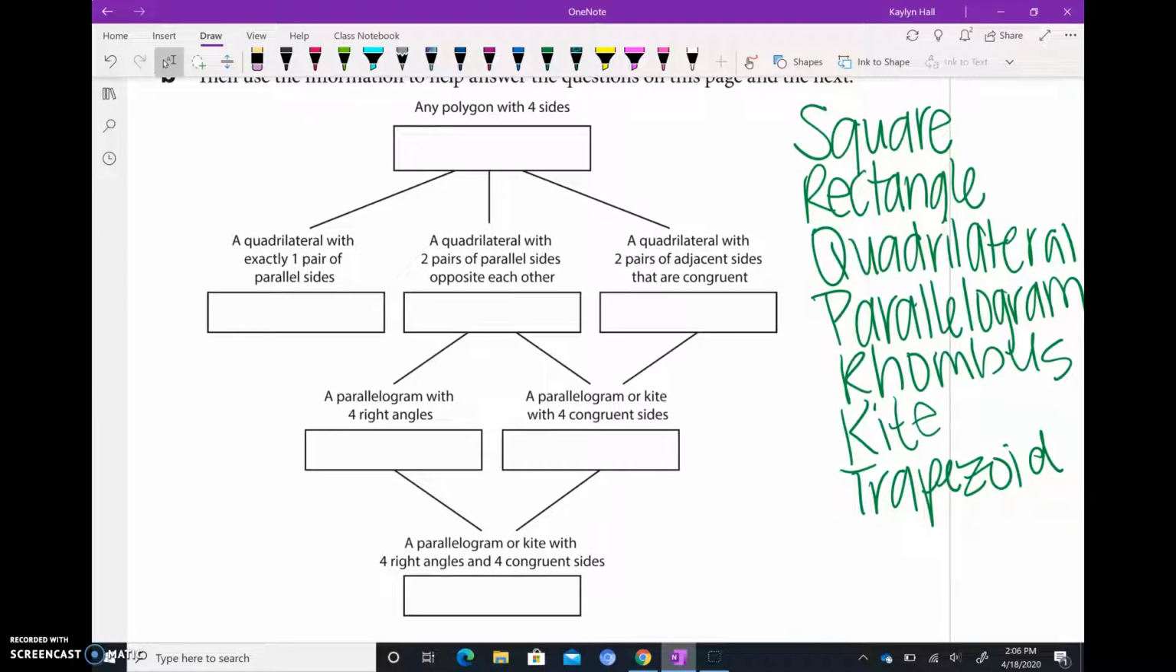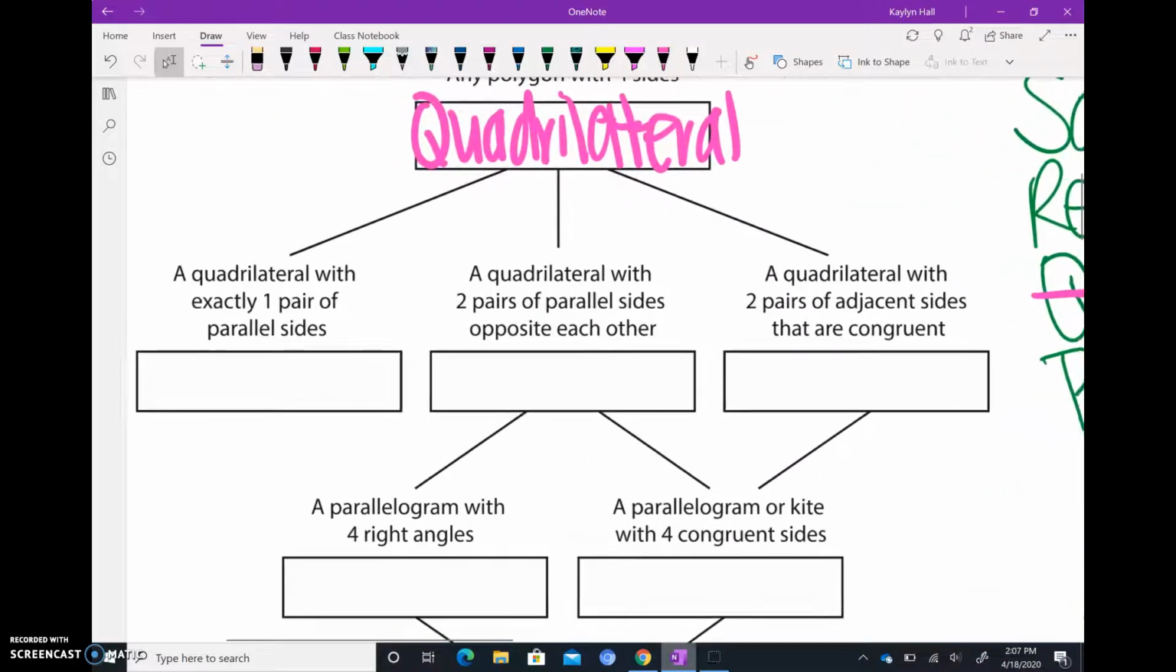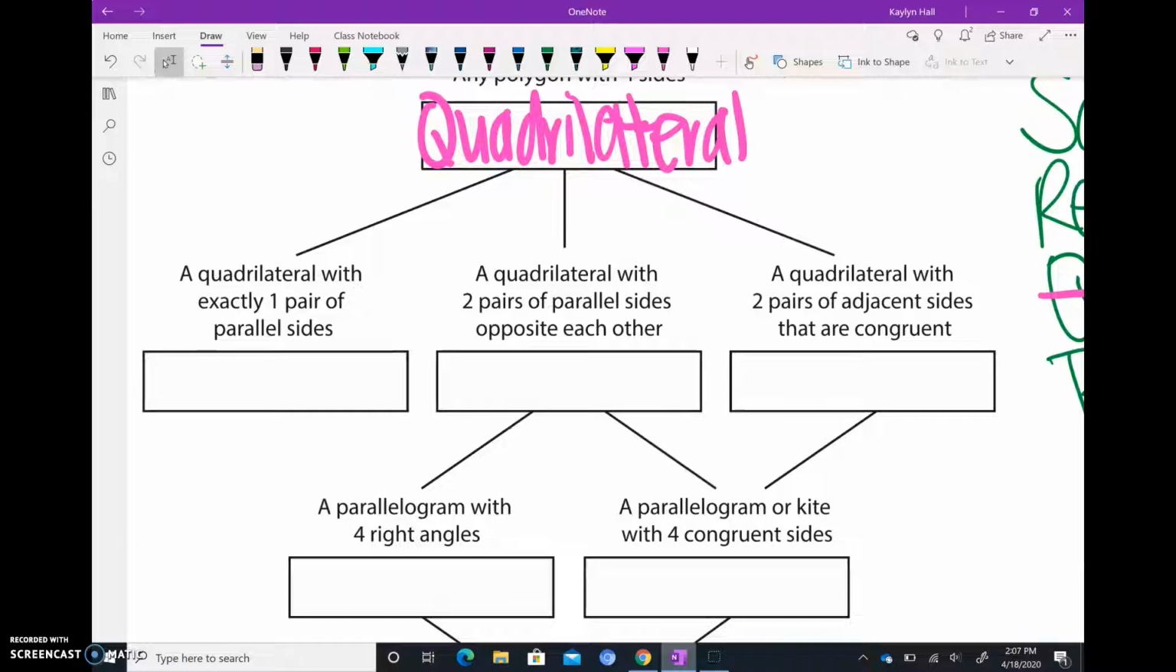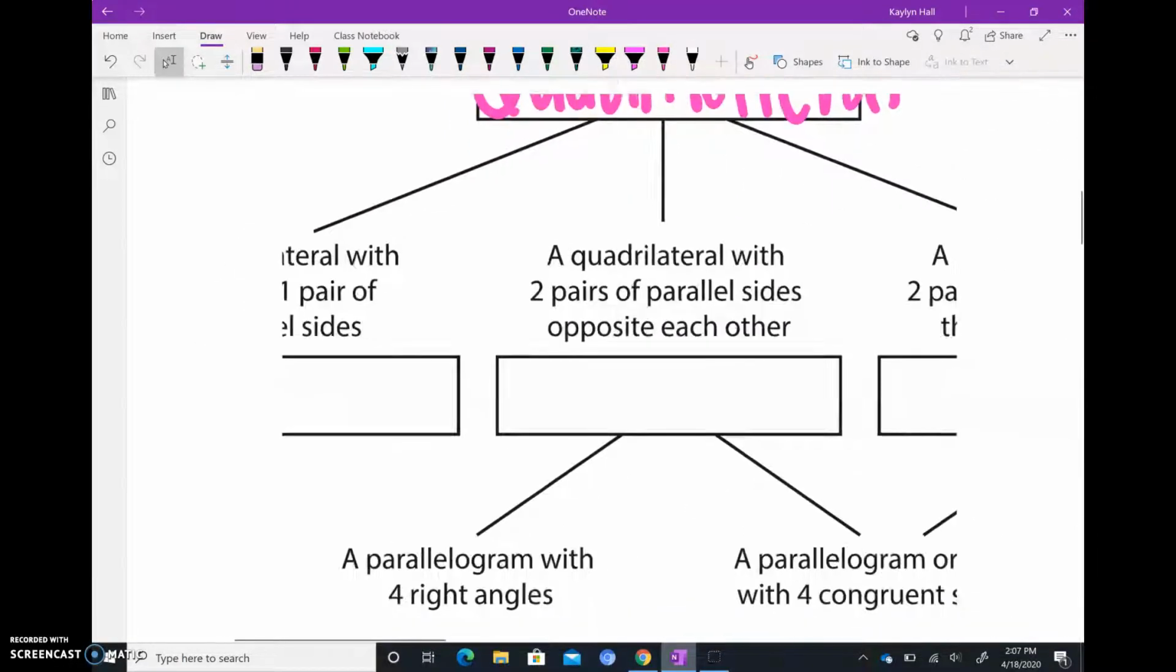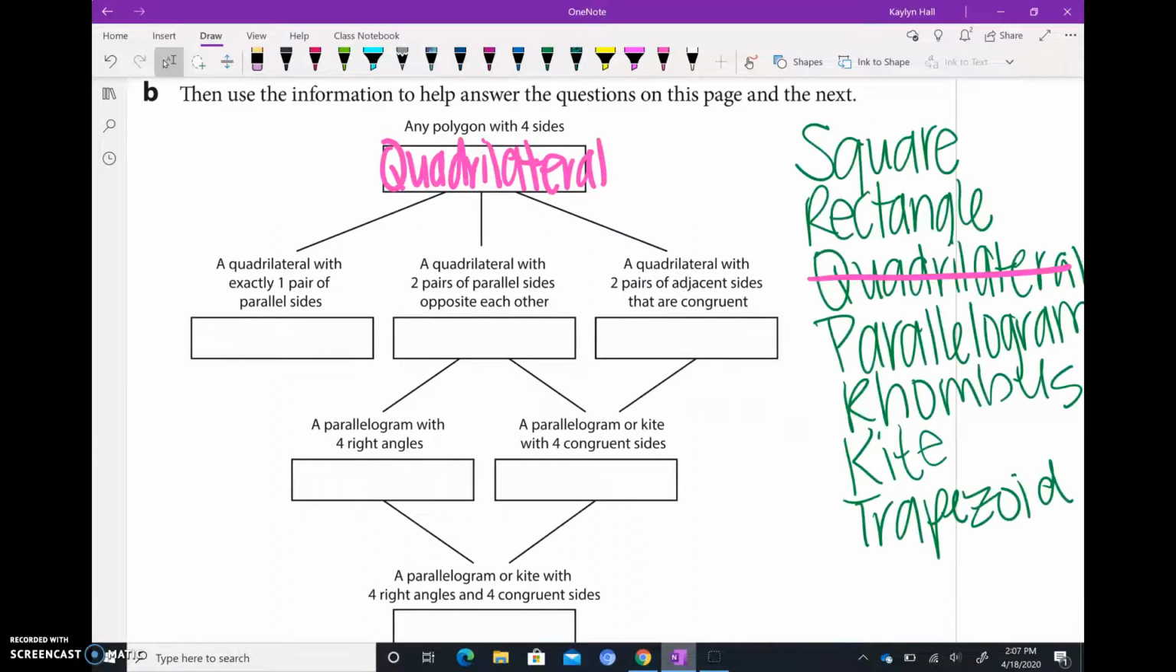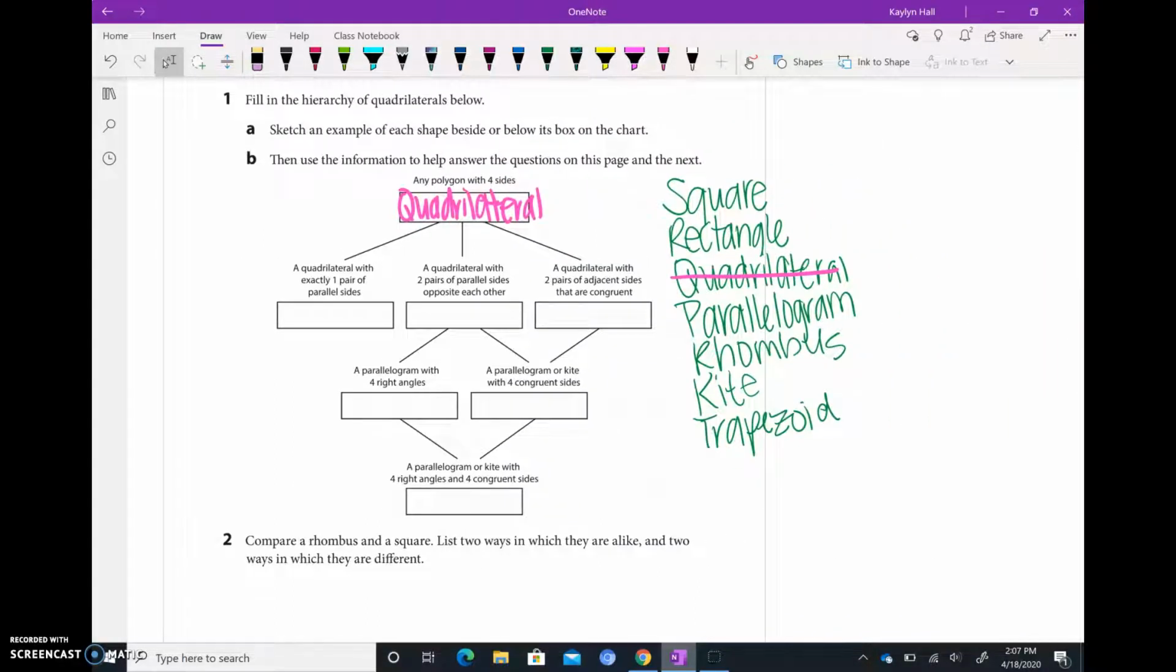So at the top, what is our overarching thing called that all of them fall into the category? Quadrilateral. So any polygon with 4 sides is a quadrilateral. Okay, there are 3 branches off of the quadrilateral. So we've got 3 different types that we're going to talk about. First, a quadrilateral with exactly 1 pair of parallel sides. Let's go back to our list. Which one of these is a quadrilateral with exactly 1 pair of parallel sides?